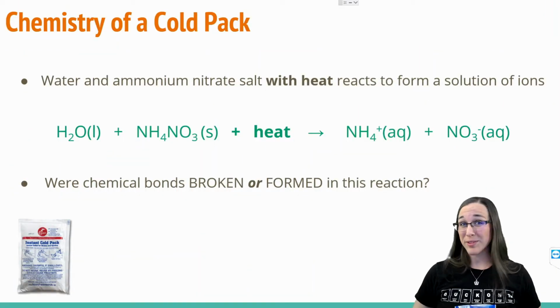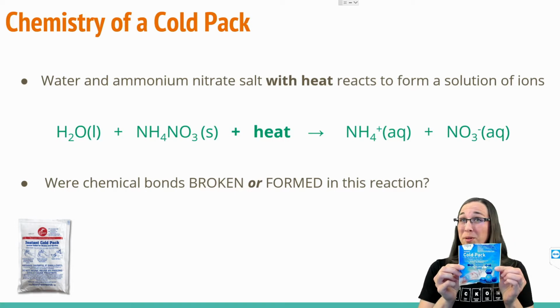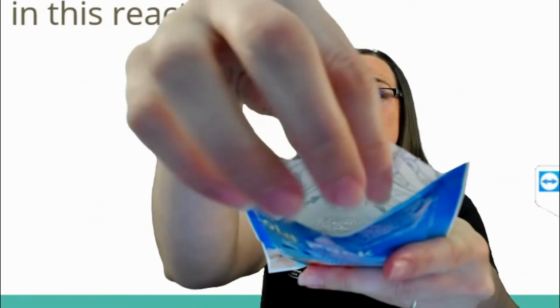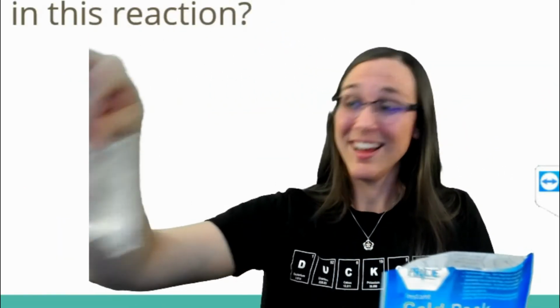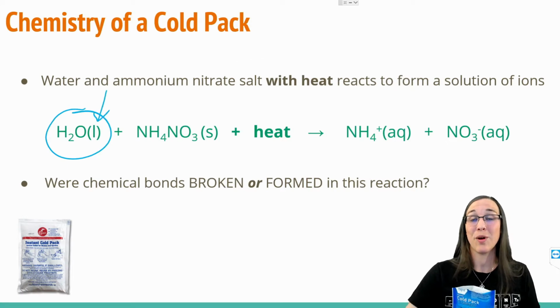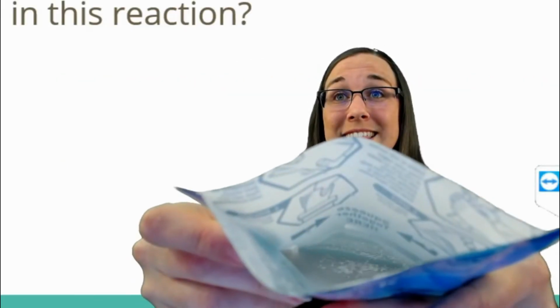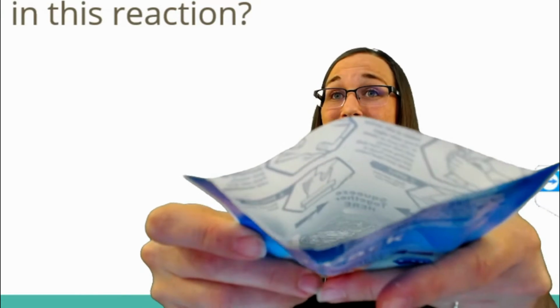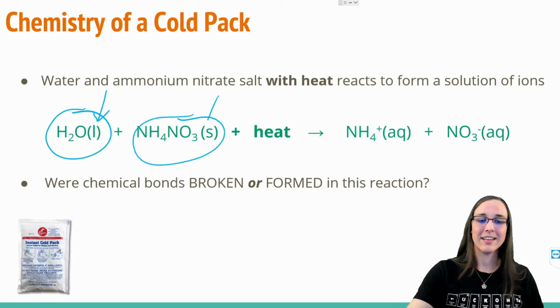So just like we did with the hot pack, let's check out the cold pack. Inside, we have a little packet of water. Ta-da! That's the water there in its liquid form. And the rest of the slurry inside there is our ammonium nitrate salts. That's this guy right here in its solid form.